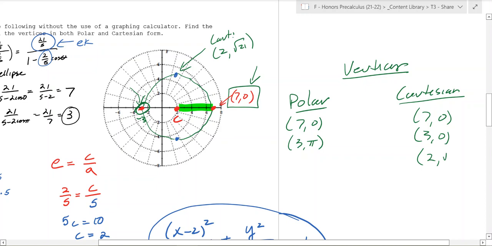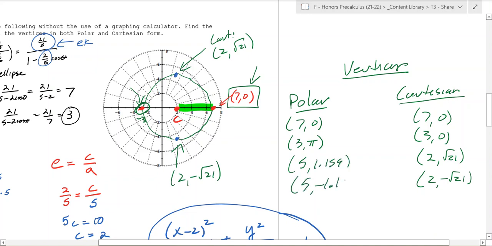So it's over 2 and up root 21. And this one is over 2 and down root 21. That's this one right here. So that's 2 comma negative root 21. And then we use our conversion to find that this is 5 comma 1.159. And this one is 5 comma negative 1.159.